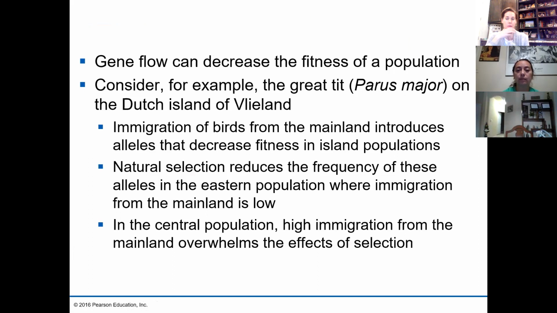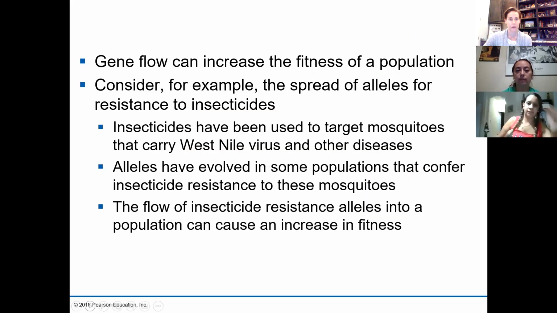Immigration of birds from the mainland introduced alleles that decrease the fitness of the island population. So birds from the mainland started to come into the island. So that's the drift of genes to the island. And by introducing those genes, it was detrimental because it decreased their fitness. They weren't tough enough to live on that island for whatever reason.